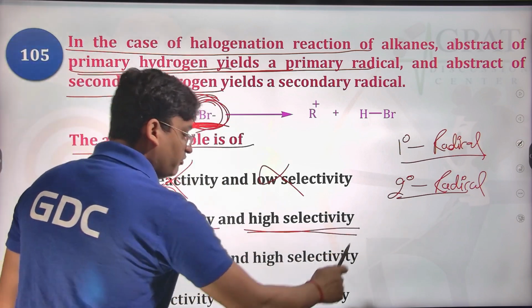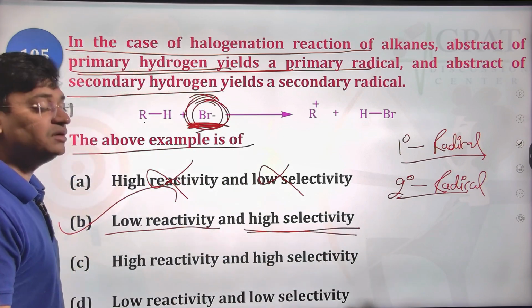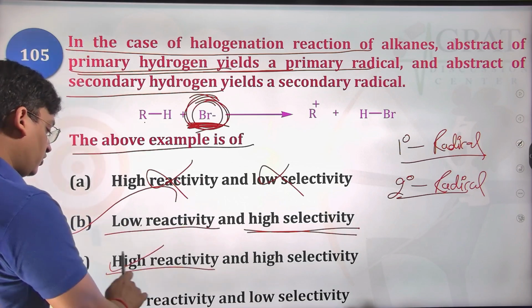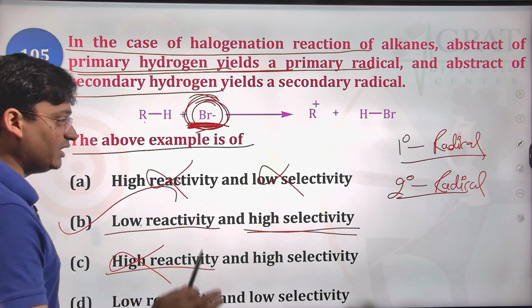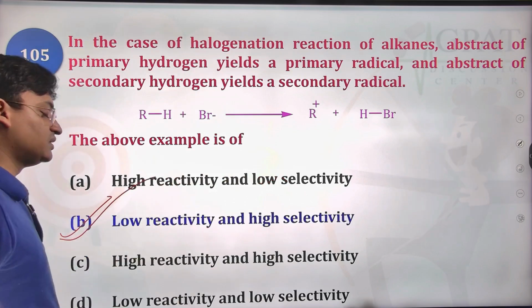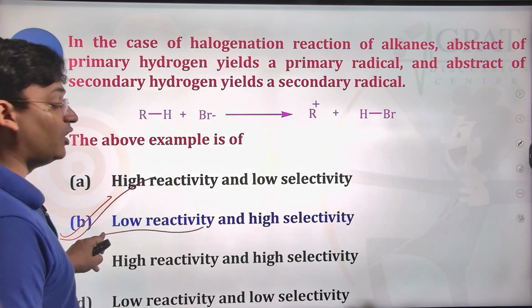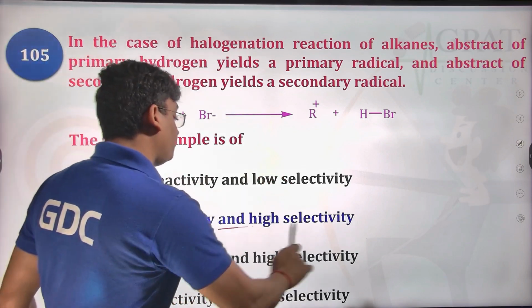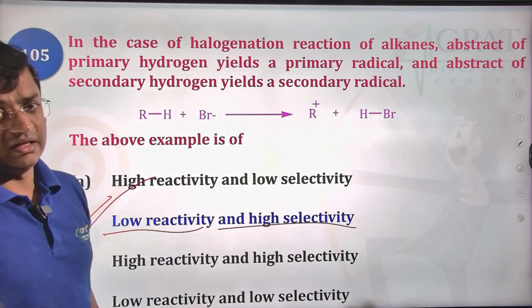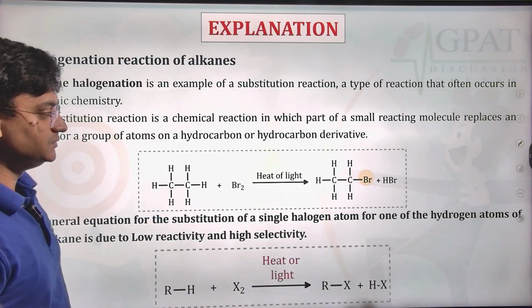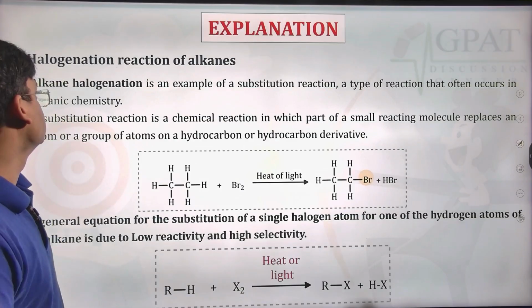But yes, we will be preferring 2 degree radical abstraction for the better stabilized intermediate. High reactivity, no, not at all possible. We will only have higher selectivity, low reactivity. So yes, B is the right answer. Selection of 1 degree is not that reactive. It's not going to show with the 1 degree radicals, but yes, it prefers the 2 degree radical abstraction. So B is the right answer.